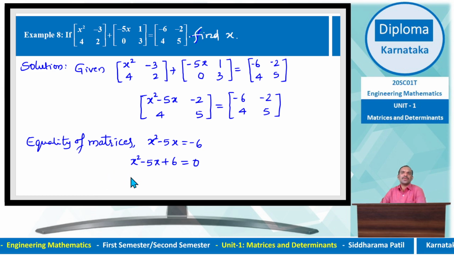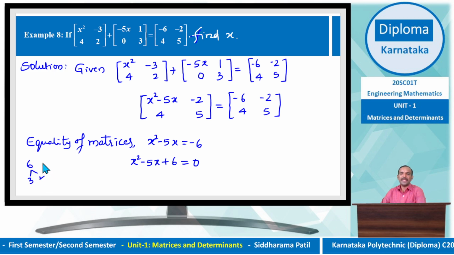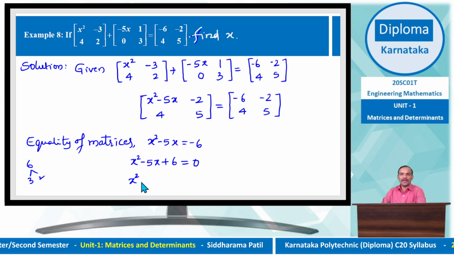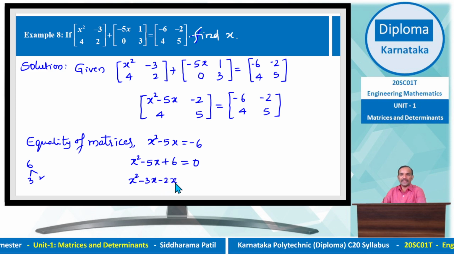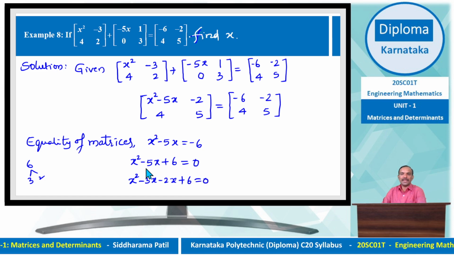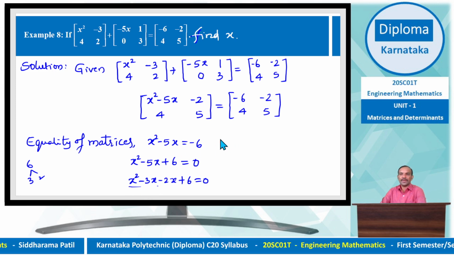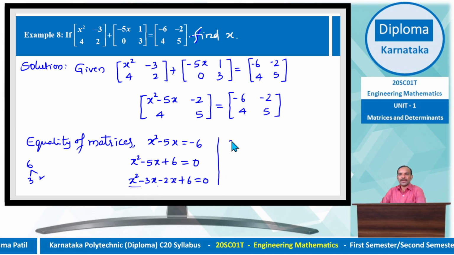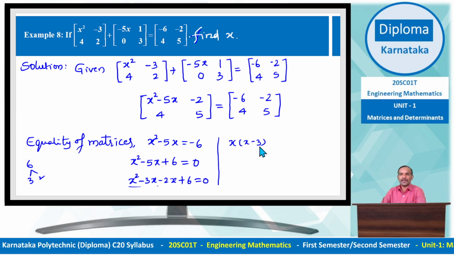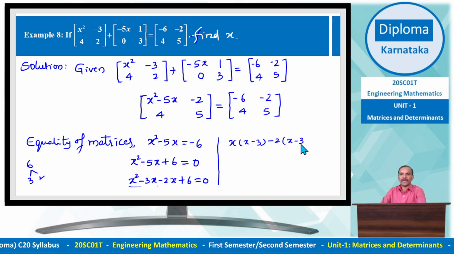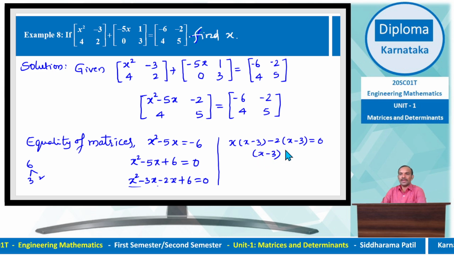Quadratic equation: either you can use the formula method or factorization. Here factorization is simple. 6 is 3 times 2, so x square minus 3x minus 2x plus 6 equal to 0. This minus 5x we write as minus 3x minus 2x. What is common here? x. If you take x common, we get x minus 3, and from the rest minus 2 common, x minus 3 equal to 0. x minus 3 common, x minus 2 remaining, equal to 0.